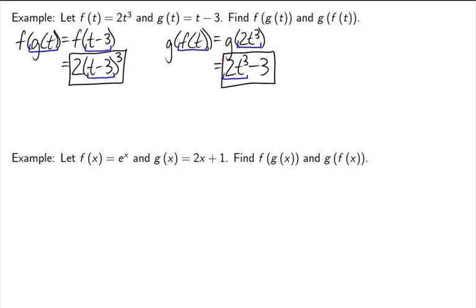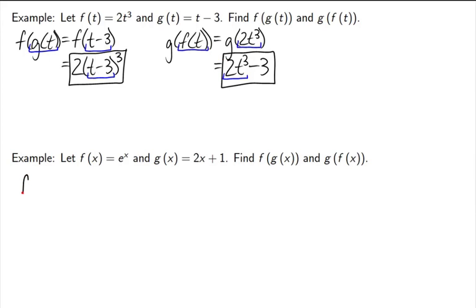For this next example, it might not be a bad idea to pause the video for a moment and see if you can try it on your own. Okay, so if you tried this one, hopefully you managed to get something reasonable, but let's go through it.